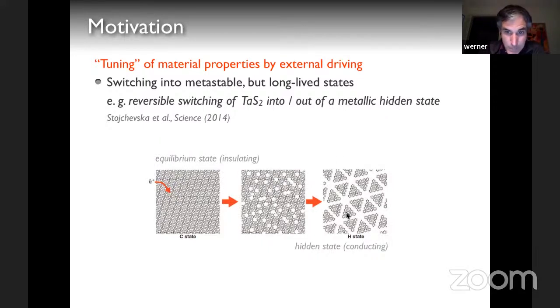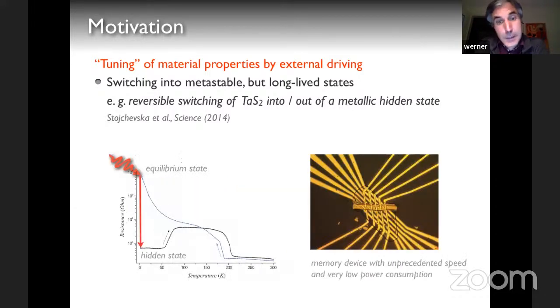For example, this hidden state is metallic, in contrast to the low temperature equilibrium state, which is not insulating, and it also has a slightly different structure from any known equilibrium phase. Here are the experimental results, which show how this material switches into this polaronic Mott insulator state at low temperature with a high resistance.